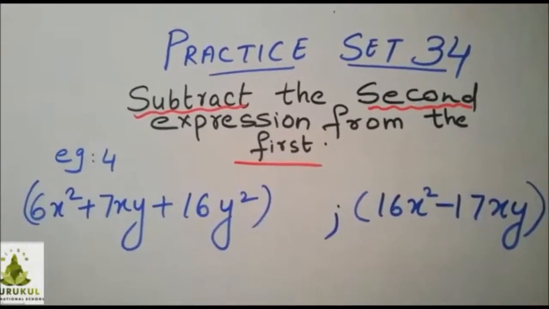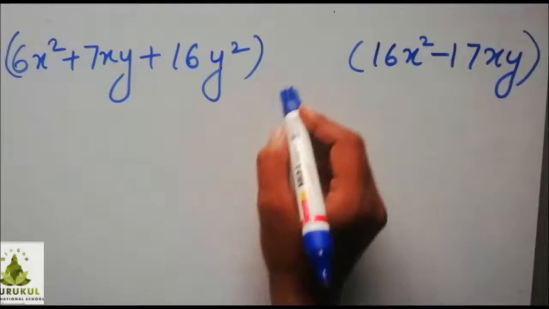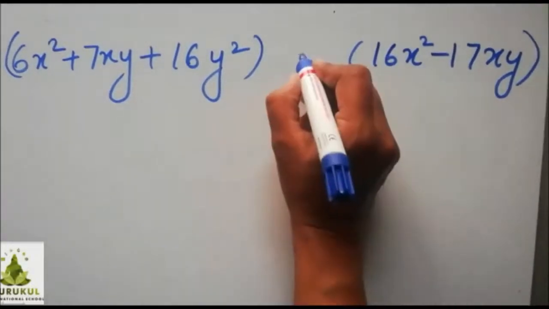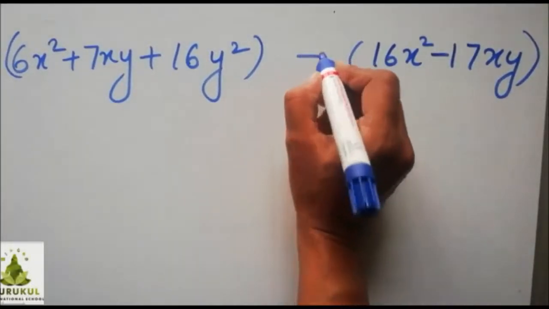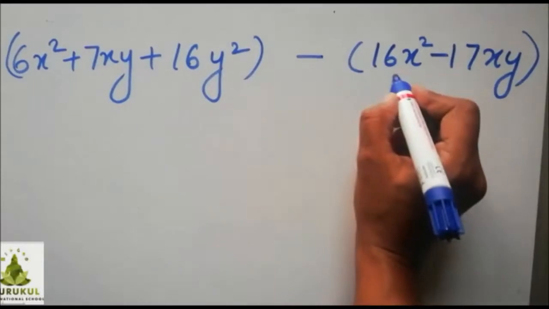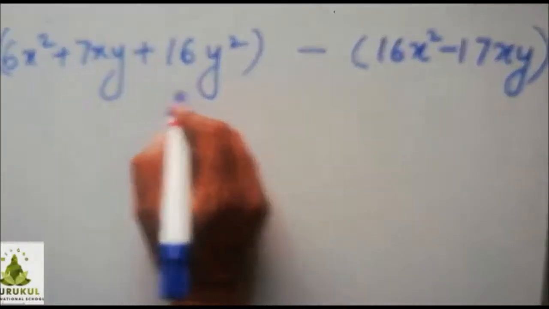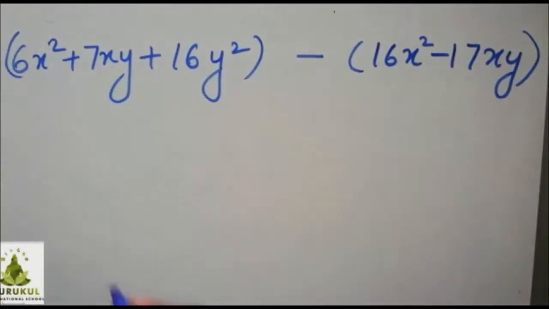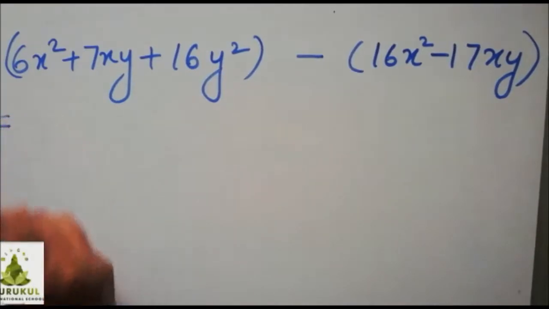Is that clear? So how we are going to do it? Start with subtracting. Subtract minus sign. Subtract this expression from the first expression. Is this clear? Now you know how to do the calculation. Now I am going to show you the horizontal method.